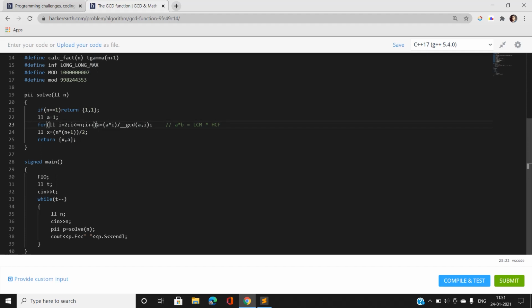So continuously for i equal to 1 to n we are going to calculate the LCM part, and our f(n) will be n into n plus 1 upon 2, which is 1 plus 2 plus 3 and so on up to n. We are returning x comma a, where x will be the maximum value of f(n) and a will be the LCM of 1 to n. So it will denote f(n) and the minimum x. So this would be our answer.